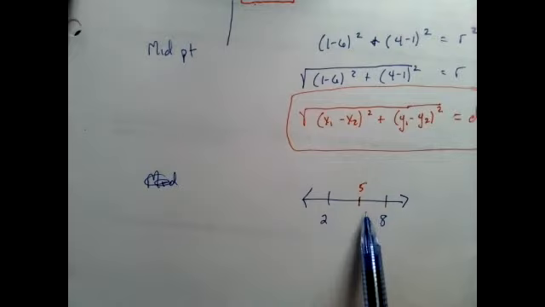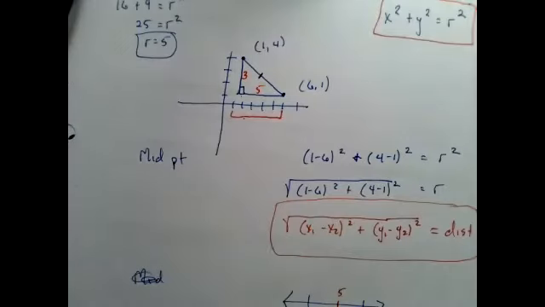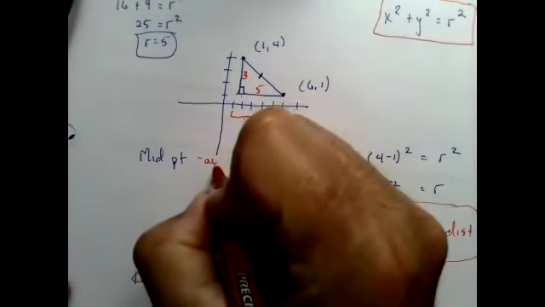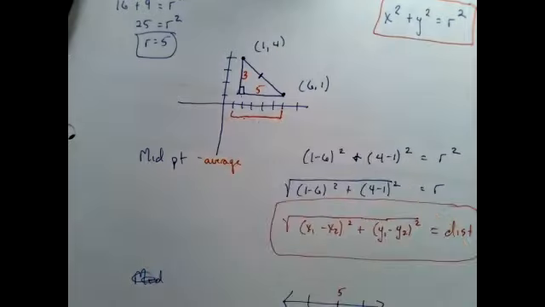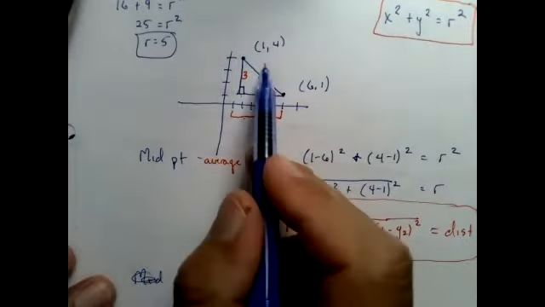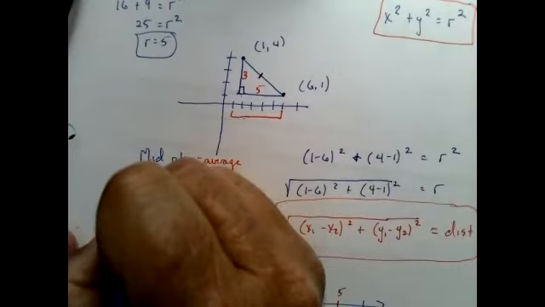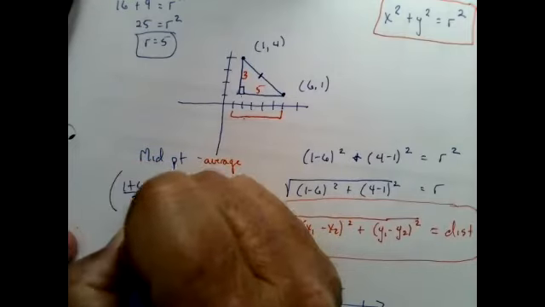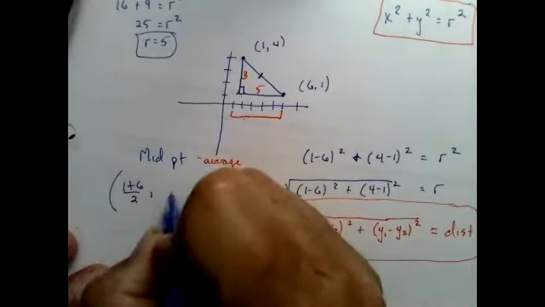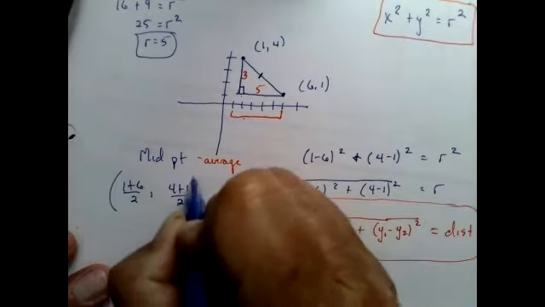The way I get that point in the middle is I find the average of these two. What's the average? Add them together and divide by 2. 2 plus 8 is 10, divide by 2. So when I want to find the midpoint, that's the average. So the midpoint up here is going to be 1 plus 6 divided by 2, and this is a point, 4 plus 1 divided by 2.